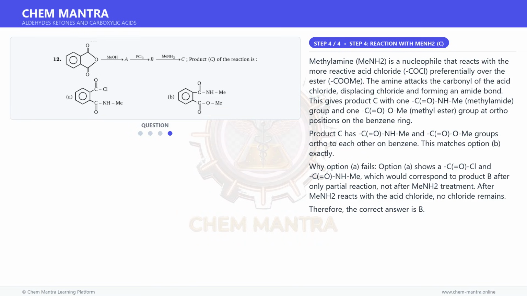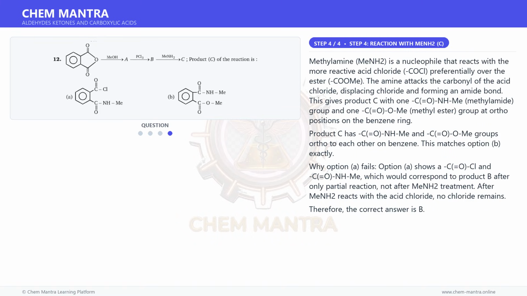And for the final step, methylamine, MeNH2, is a nucleophile that reacts with the more reactive acid chloride, COCl, preferentially over the ester, COOMe. The amine attacks the carbonyl of the acid chloride, displacing chloride and forming an amide bond. This gives product C with one C=O, NHMe, methylamide group and one C=O, OMe, methyl ester group at ortho positions on the benzene ring.